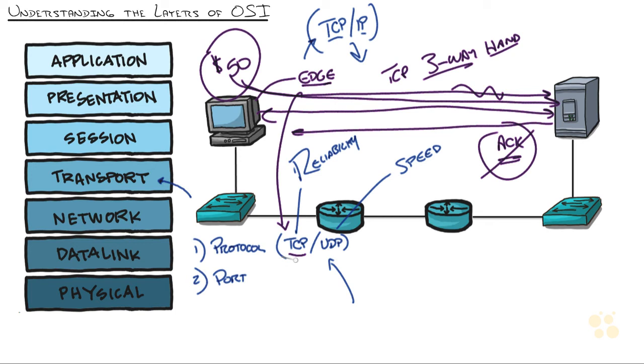Why on earth would you ever choose an unreliable transport? Why do you want speed over reliability? Well, for real-time communication. So when you're having a Skype call or a voice over IP conversation, or you're streaming music or movies, or any real-time communication, UDP is awesome because there's no point in resending real-time data later.